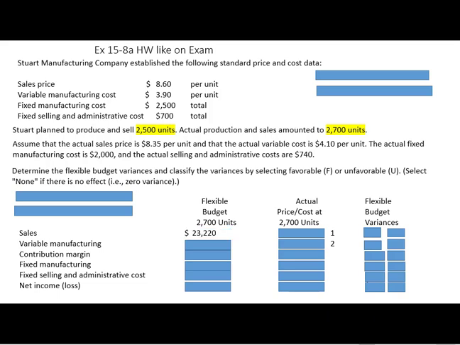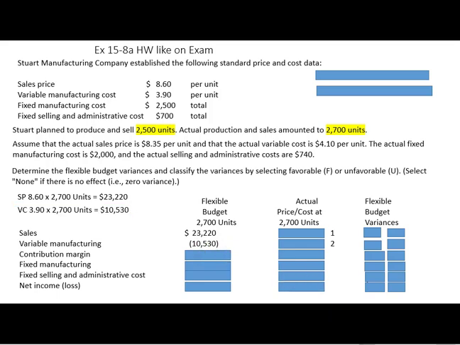Sales are going to be a total of $23,220 under this flexible budget. That number was arrived at by taking the standard selling price, what we think it should be, $8.60, times the flexible budget number of 2,700 units. That'll give us $23,220.